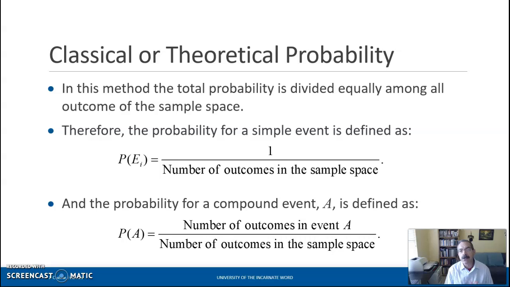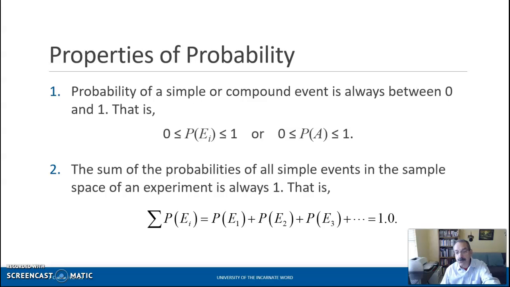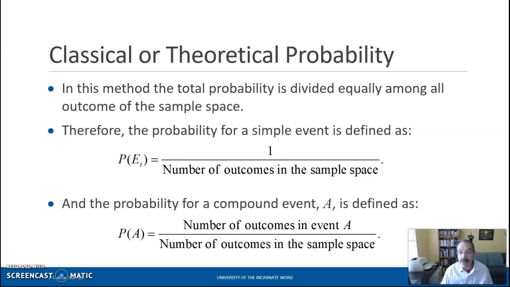All right, let's talk about the classical or theoretical probability. Remember, this method is applicable if every outcome of the experiment has an equal chance of occurring. And because each outcome has an equal chance of occurring, we're going to spread the total probability of 1 among all the outcomes of the experiment so that we comply with the rule of the total probability being 1. With that in mind, it makes sense that the probability of a single outcome is 1 over the number of outcomes in the sample space.